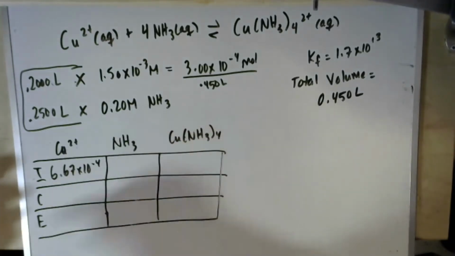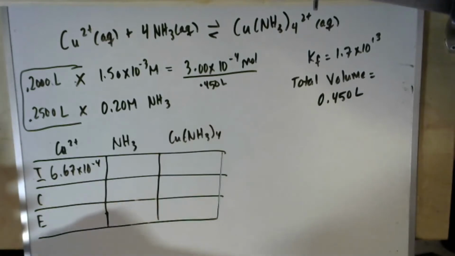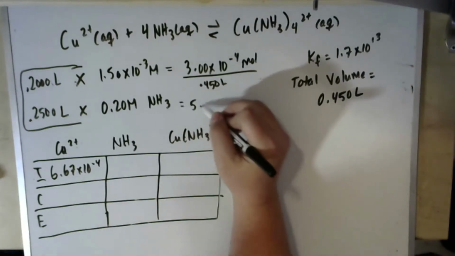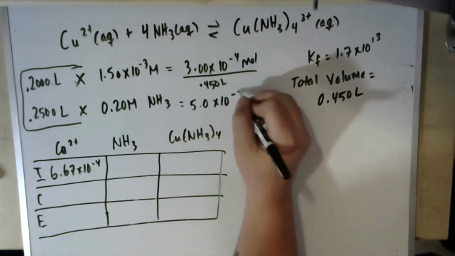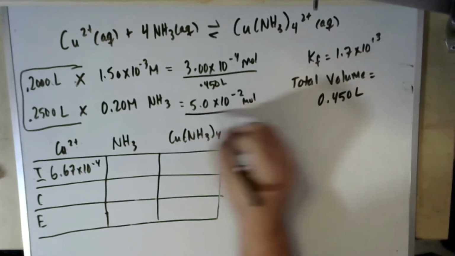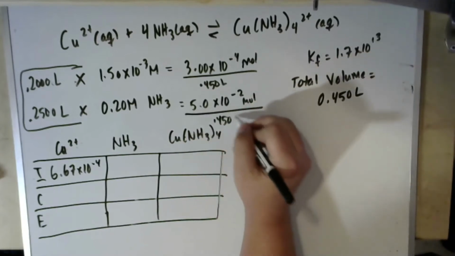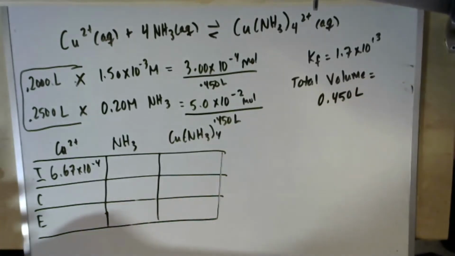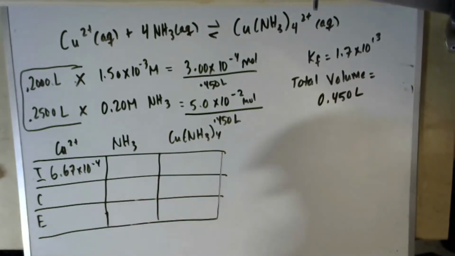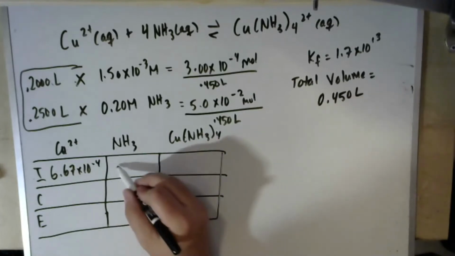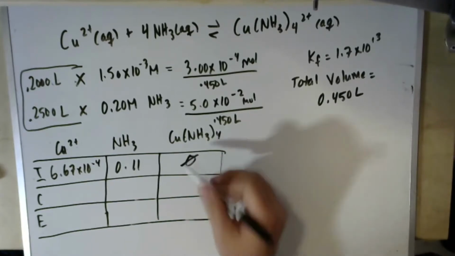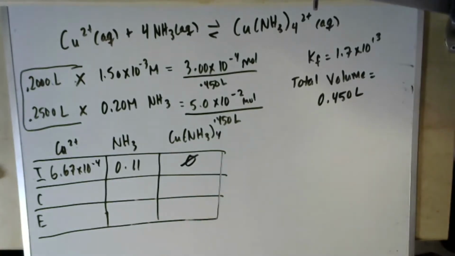Okay, and now for my NH3, 0.25 times 0.2 is going to be 5.0 times 10 to the negative 2 moles over 0.450 liters. And that's going to be 0.11. Okay, and we'll say we have none of this to start with. All right.